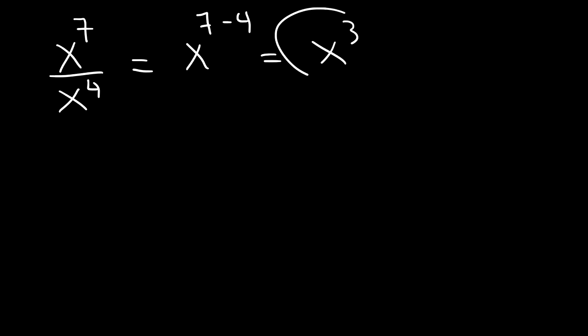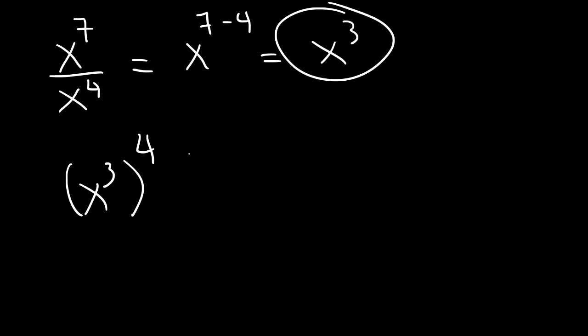When dividing, you subtract the exponents. So x to the 7th divided by x to the 4th is the same as x to the 7 minus 4, which is x cubed. And when you raise one exponent to another, let's say x cubed raised to the 4th power, you need to multiply the exponents. 3 times 4 is 12. So that's x to the 12th.